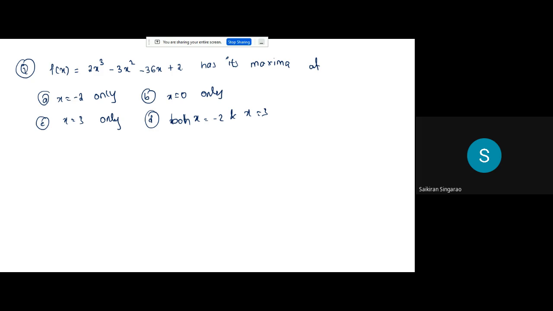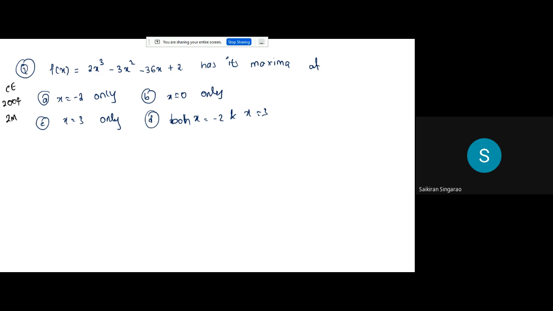Yes, sir. Do this question. The simple question this is. This was asked in civil engineering 2004, 2 marks. Same as the previous question only.